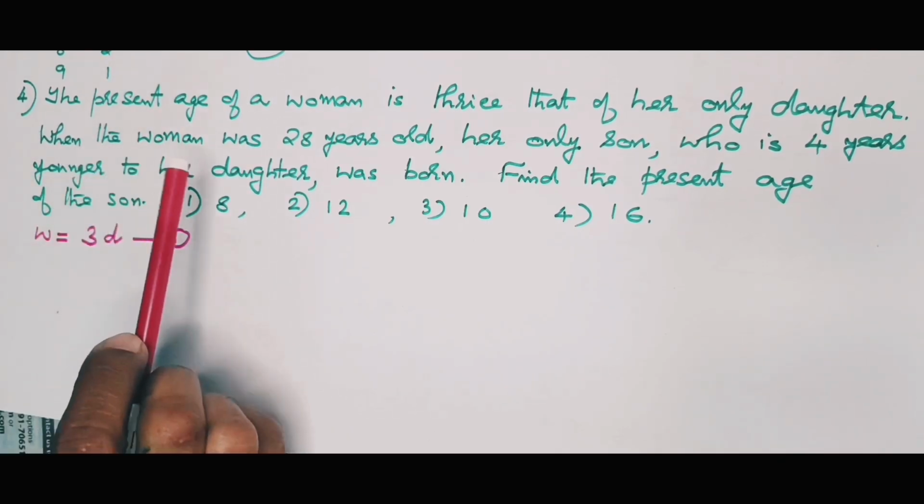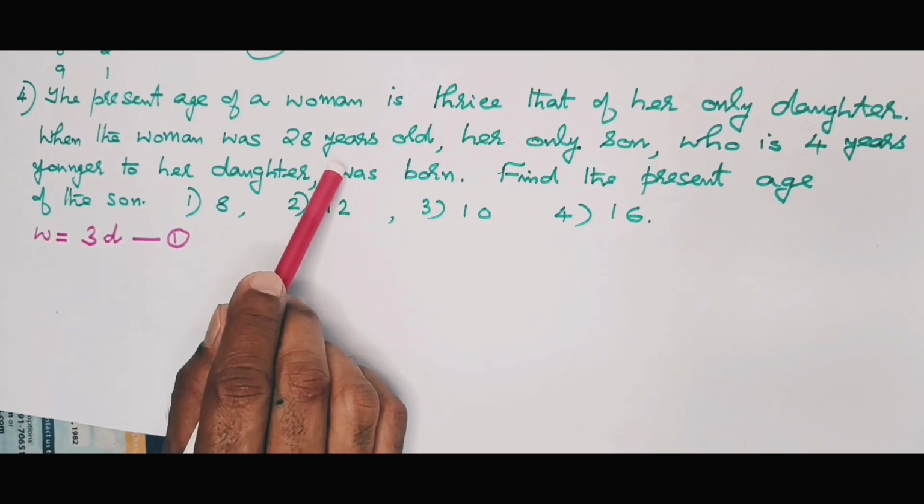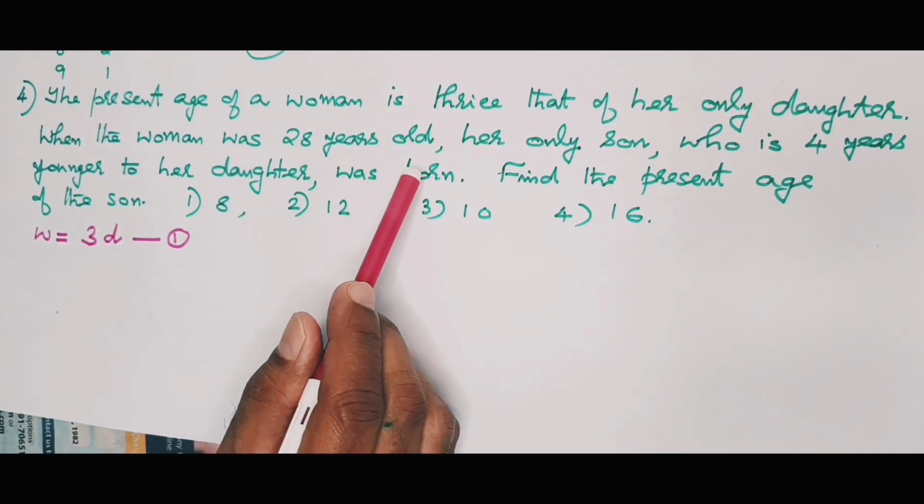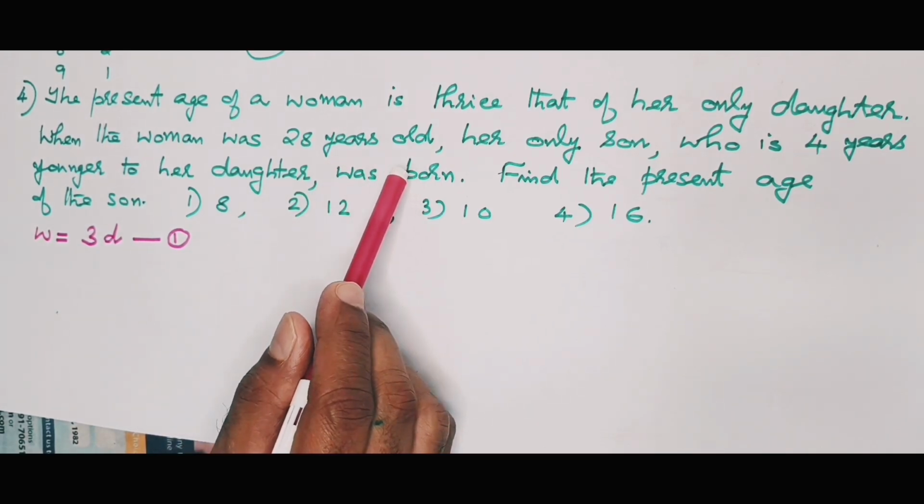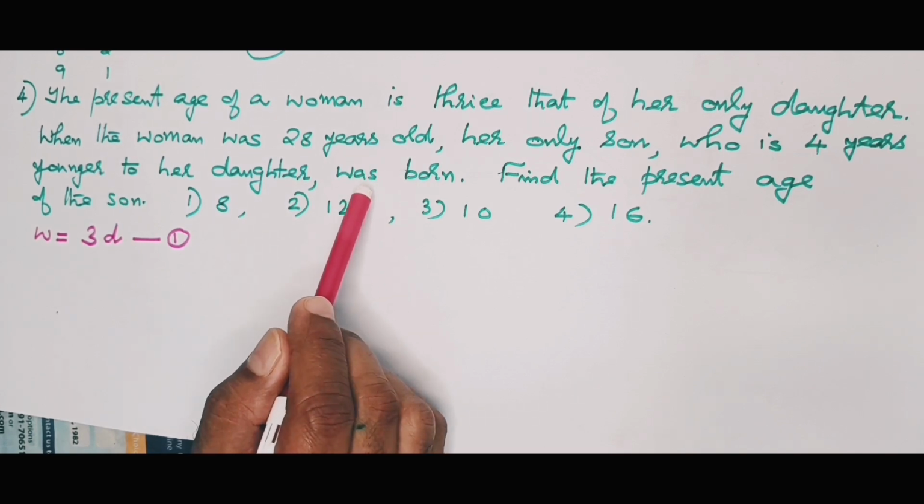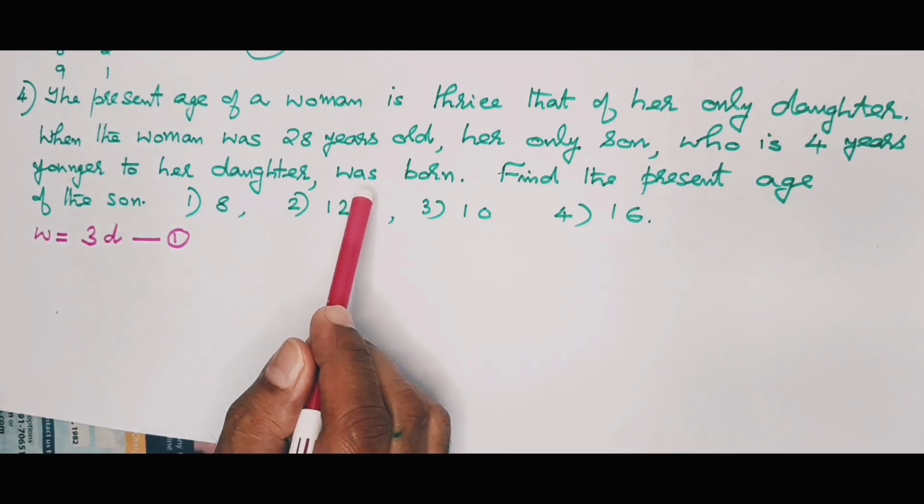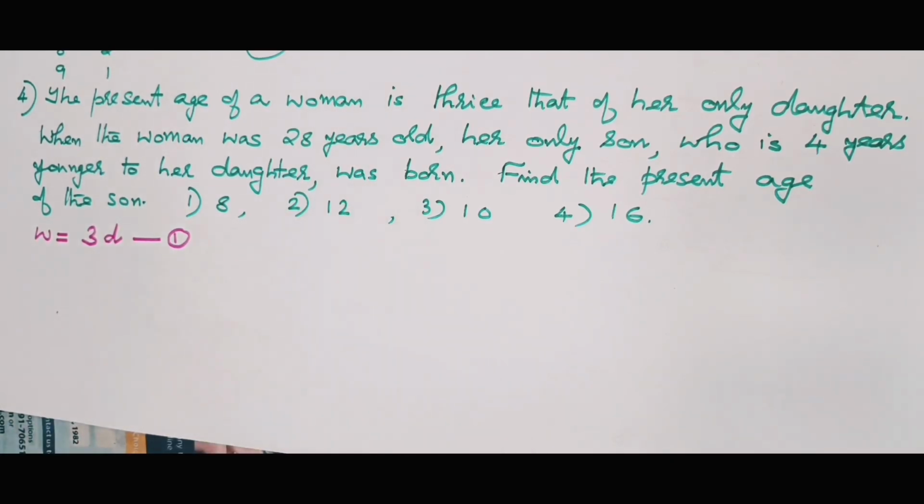In the second sentence, the problem says the woman was 28 when her son was born. And that son is said to be 4 years younger to the daughter. So can you guess the age of the woman when the daughter was born? See, the son is said to be younger to the daughter. So obviously when the daughter was born, the woman was 4 years younger.